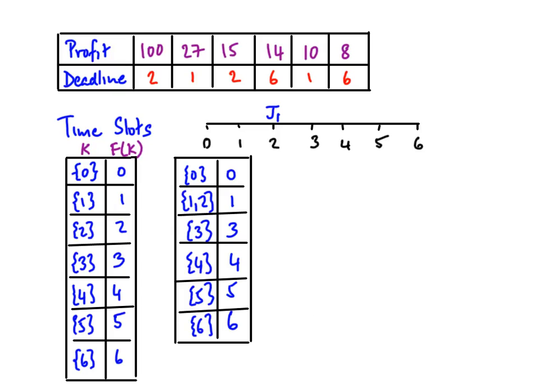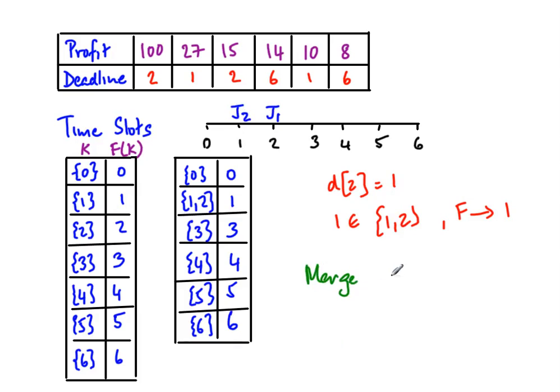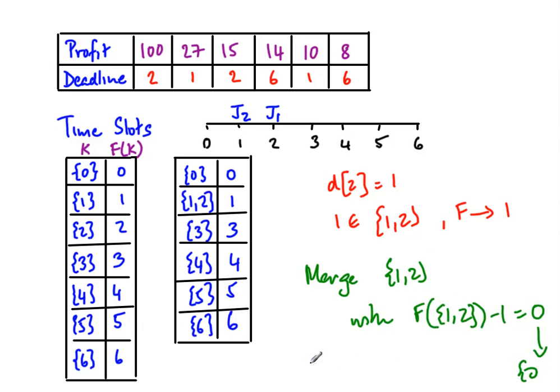So now we look at the next job. We see that d of 2 is equal to 1 and 1 belongs to the set {1, 2}, and f of this set points to 1. So implicitly we put job 2 at time slot 1, and now we have to do the same thing. We merge the set {1, 2} with the set containing f of {1, 2} minus 1, which is equal to 0. And since this belongs to the set 0, we'll end up with a new set {0, 1, 2}.